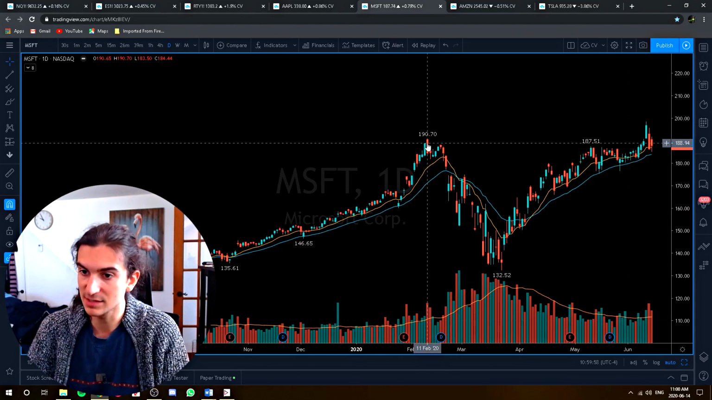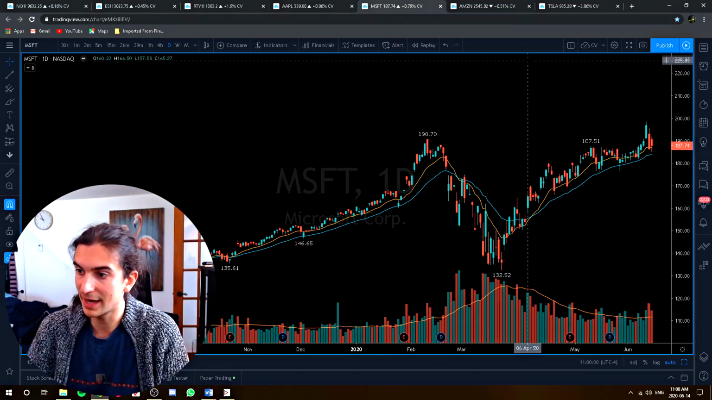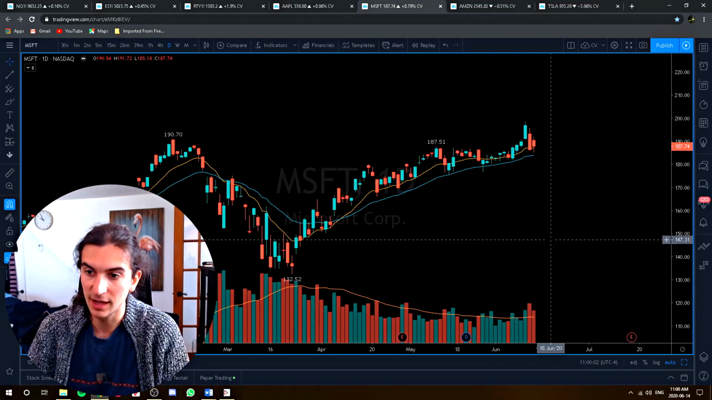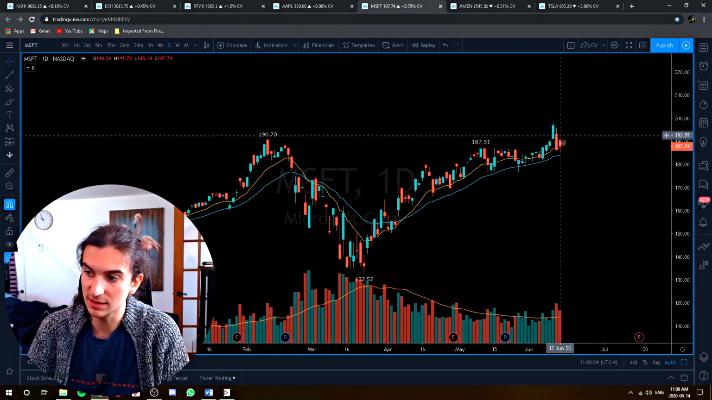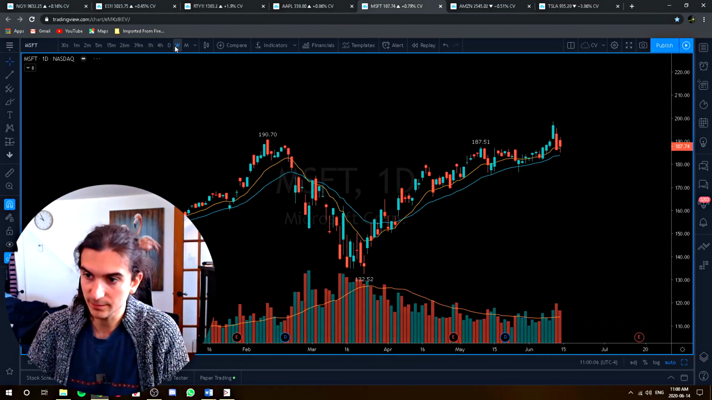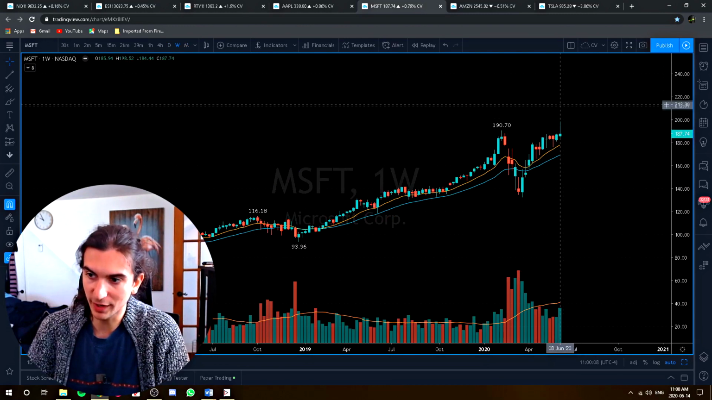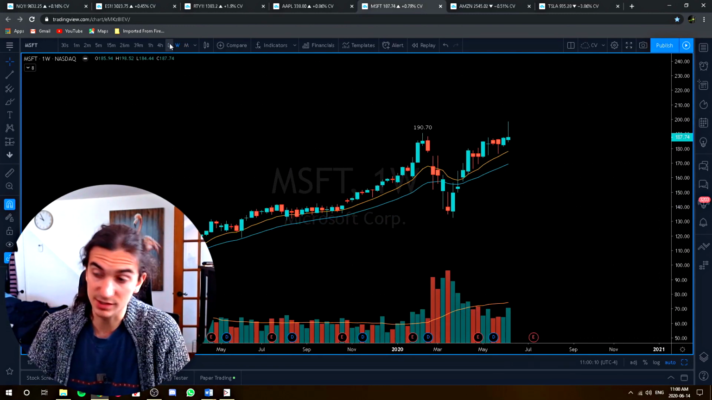Microsoft, all-time highs as well. Previous all-time high was 190.70. You can see that we had some profit taking at the end of last week here, closing in the high 180s. Weekly chart, nice upper wick there. We'll see if we can continue this consolidation or not.